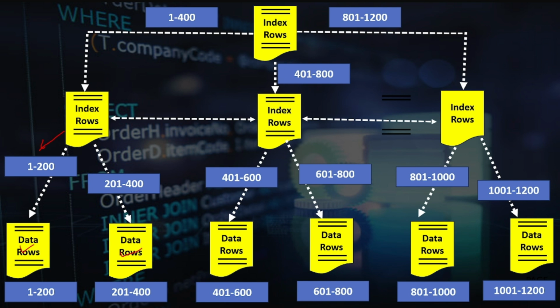And likewise, this particular one has 401 to 800. So 401 to 600, because each page may contain 200 records. That is a hypothetical scenario. And this way, 601 to 800. And if you go to the right side, it contains 801 to 1200 records. So 801 to 1000 is in the left leaf node, and 1001 to 1200 in the right leaf node.